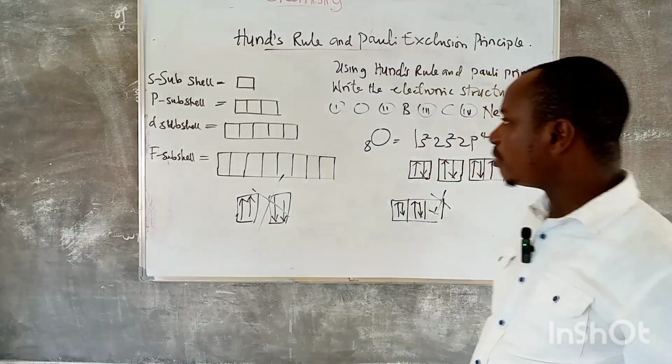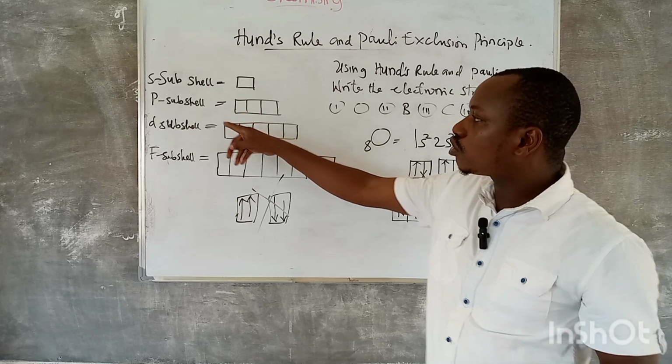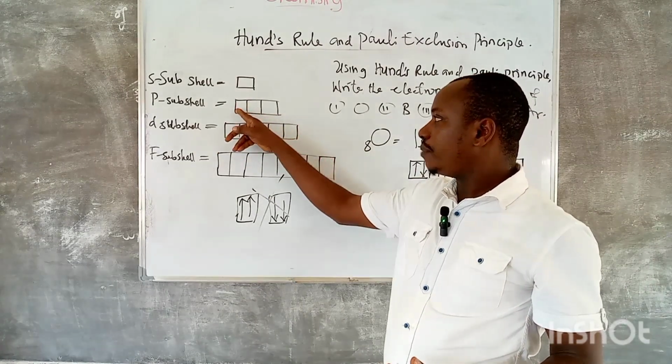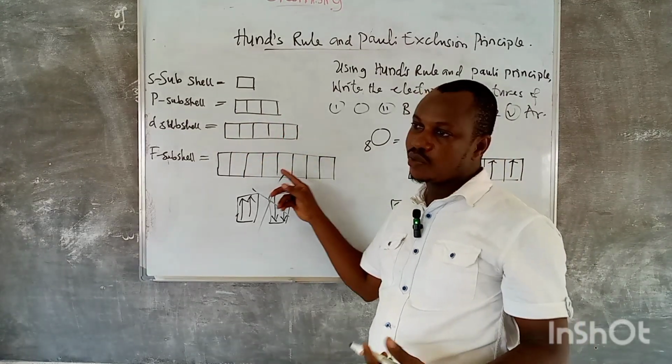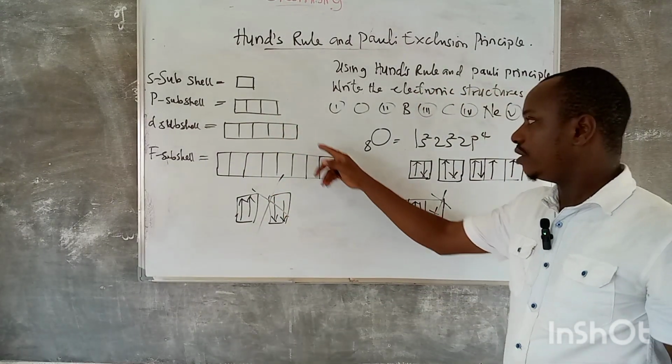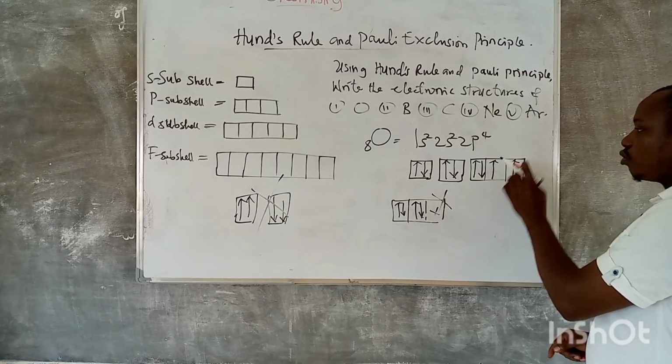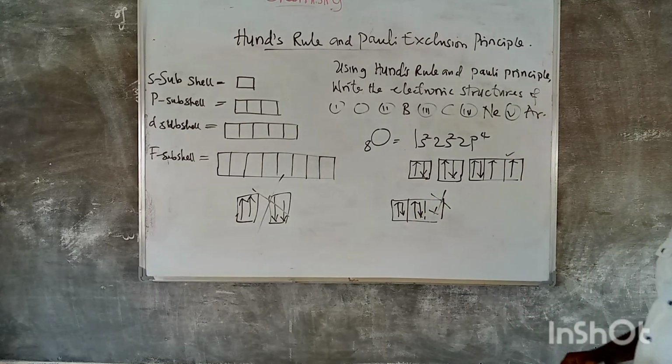What do I mean by degenerate orbital? Those subshells that have more than one orbital. Like this one, p has three, the other one five, and this one seven. So don't forget that this one is strong. This is the way it's supposed to be.